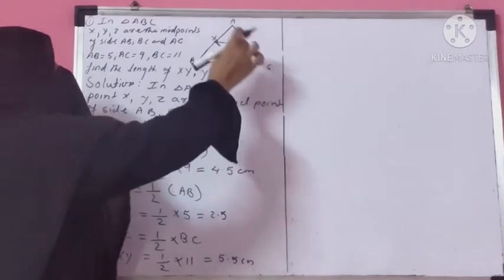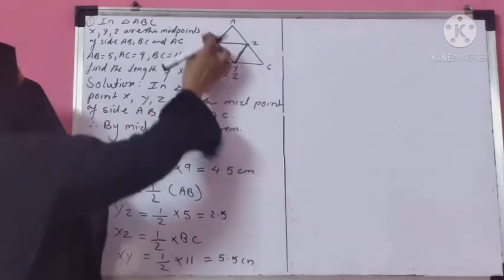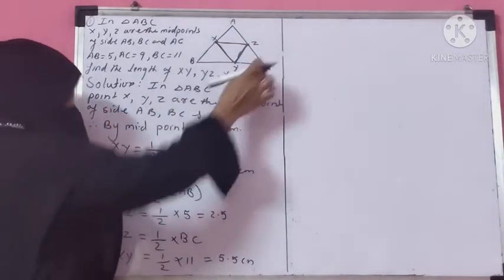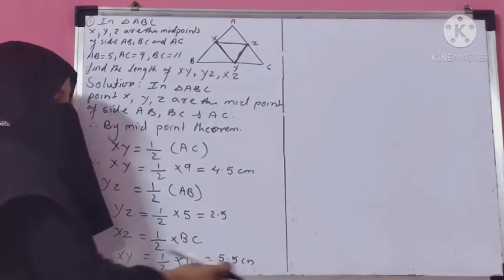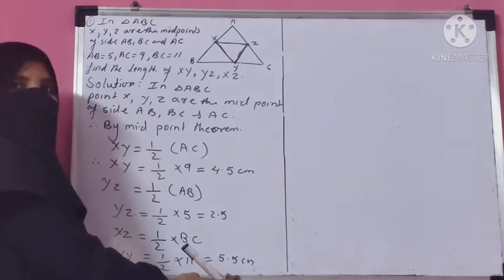Now again here, X is the midpoint of AB, Z is the midpoint of AC. So XZ is the segment which joins the midpoints, and is half of the opposite side, that means BC. So half of 11 is 5.5 centimeter. Okay, this is question number 1.